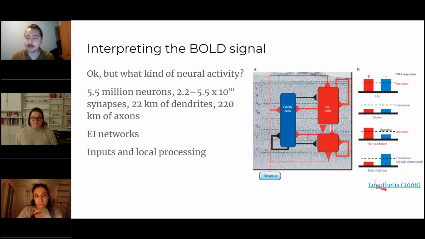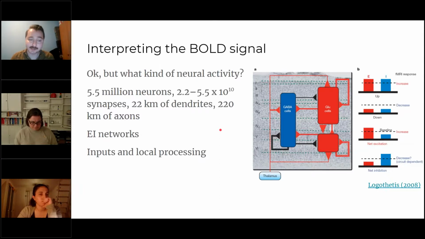So this paper by Logothetis, again, you'll have the link to this, is very good. It explains quite well what kind of signal we're measuring. Basically, the key idea is that there is no simple one-to-one correspondence between excitation, so action potentials and excitatory cells, and BOLD activity. We can, in fact, get increased BOLD signals even when inhibitory neurons, represented by these blue lines here, increase their activity. So the correspondence is a bit tricky.